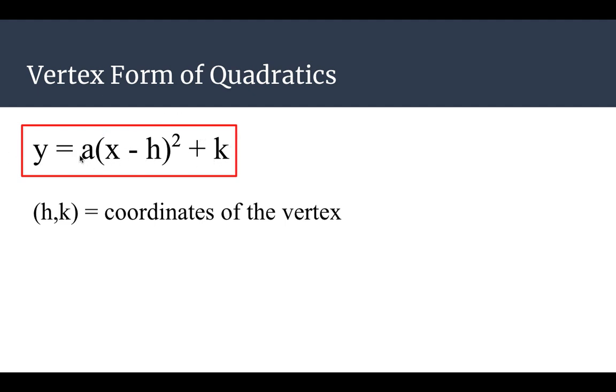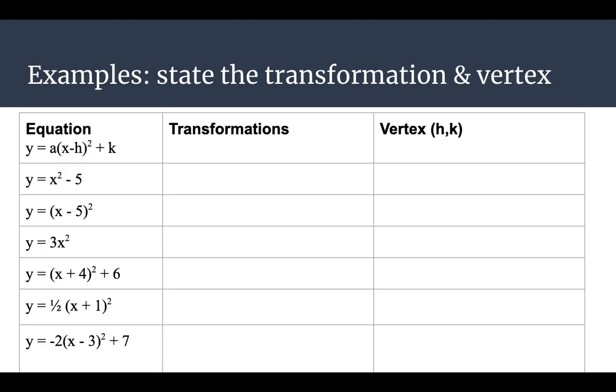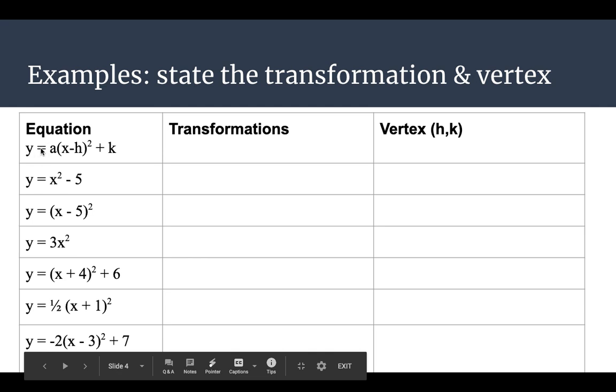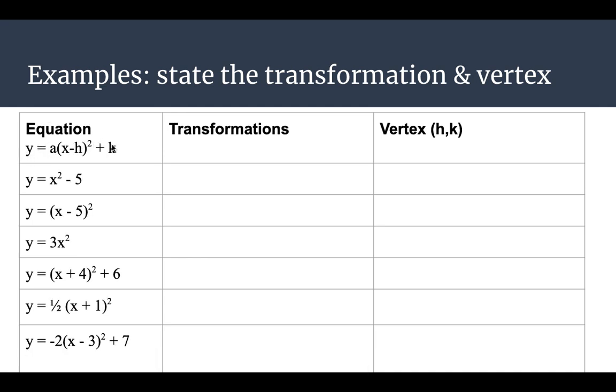The reason why this is called vertex form is because if we pick out h and k, that gives us the coordinates of the vertex. We're going to do some examples with this first before going on to the main part of the lesson. What we have here are a bunch of equations in vertex form, and it wants us to state the transformations of these equations.